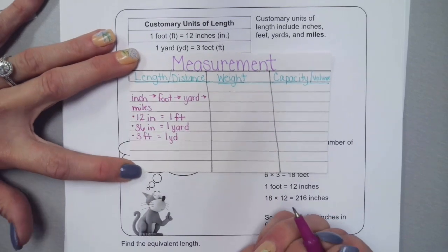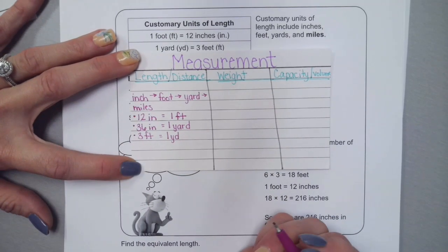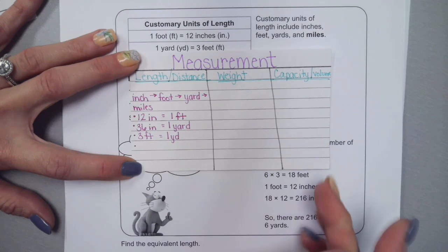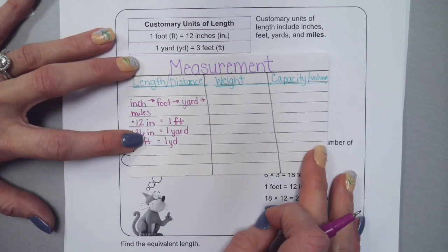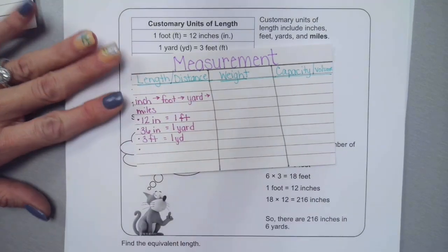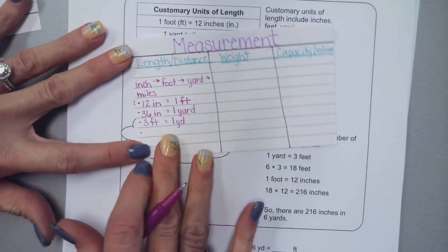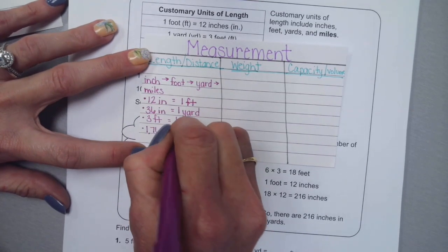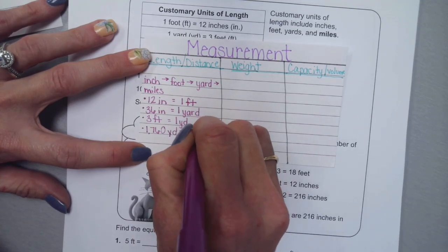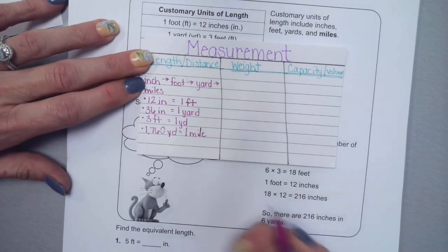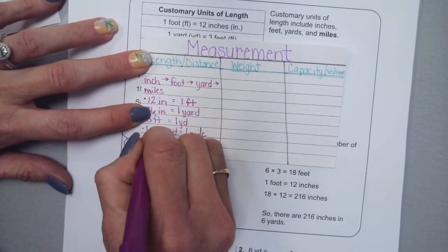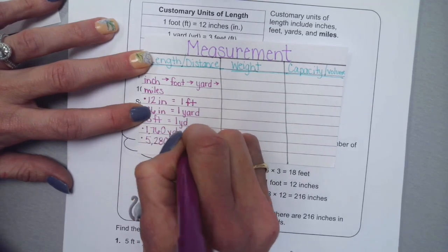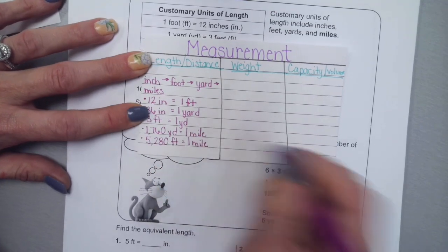So 3 feet equal a yard. 3 feet equals 1 yard. And then 1,760 yards equals 1 mile. That's a lot. Or 5,280 feet equal 1 mile.